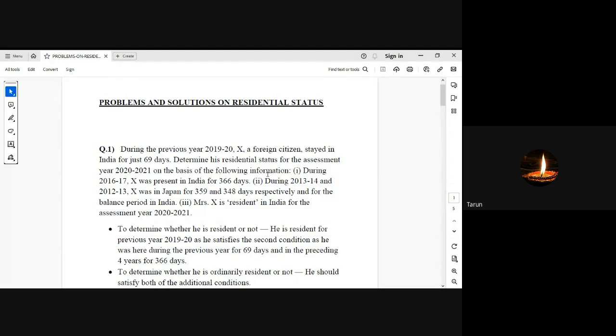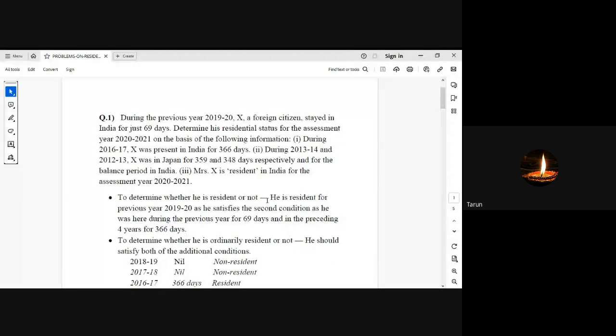So let's begin the answers. It's already in your slides. To determine whether Mr. X is a resident or not, you need to memorize the two basic conditions. He is a resident for the previous year 2019 to 20. He has spent more than 60 days, and he has to satisfy the second condition as well: during the previous year 69 days, and in the preceding four years 366 days, right?